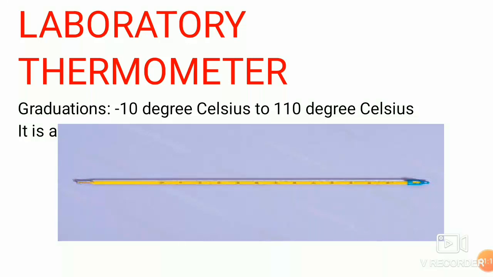The capillary tube is protected by a thick glass tube called the stem. The stem of the laboratory thermometer has graduations usually marked in degrees from -10 degrees Celsius to 110 degrees Celsius. When the bulb of the thermometer is placed in hot water, the mercury rises up in the capillary tube. The level up to which it rises gives the temperature of the hot water in degrees Celsius.